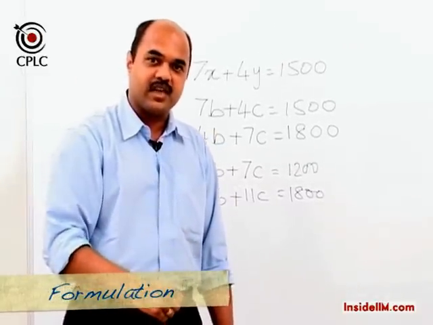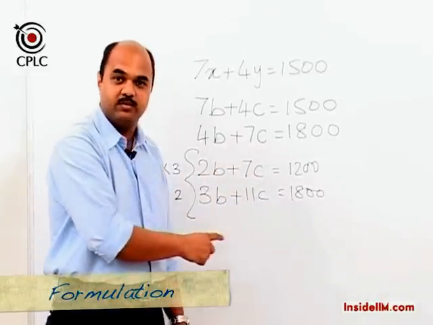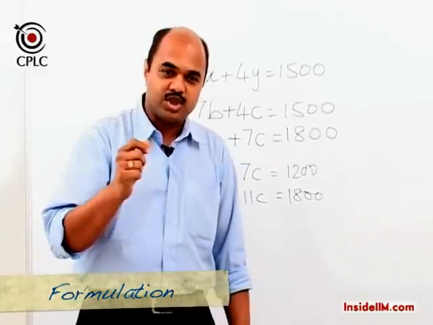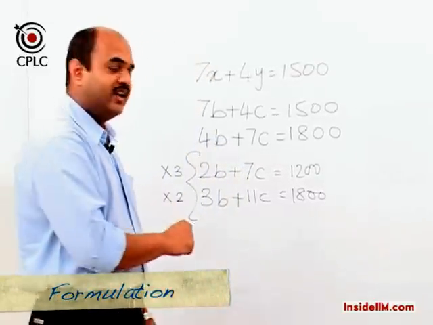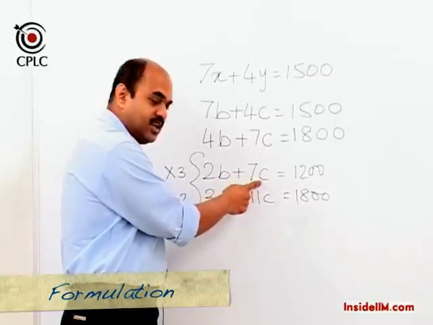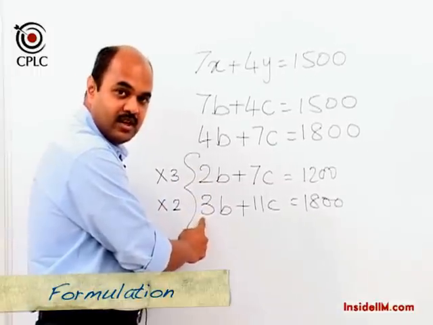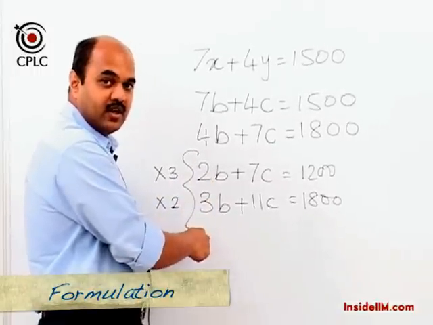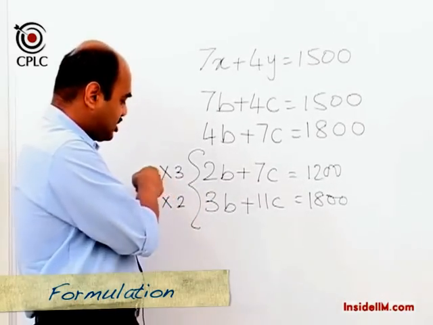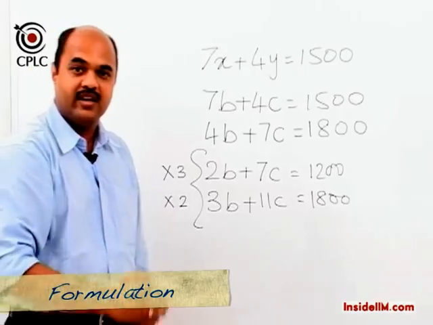But in an entrance exam, very often you will be asked the value of only one of these two variables. And if that is so, then use your judgment, check what is asked and accordingly eliminate. So if B is asked, then I will eliminate C, which means I will multiply this by 11, this by 7 and directly calculate B. However, if C is asked, then I will eliminate B, which means I multiply by 3 and 2 and eliminate B and directly calculate C.